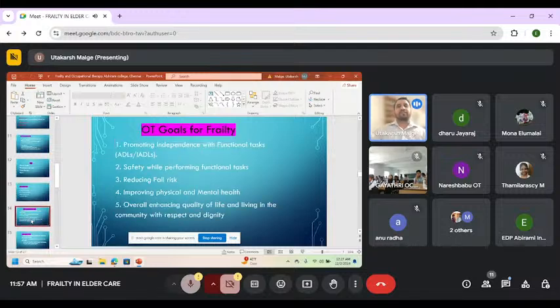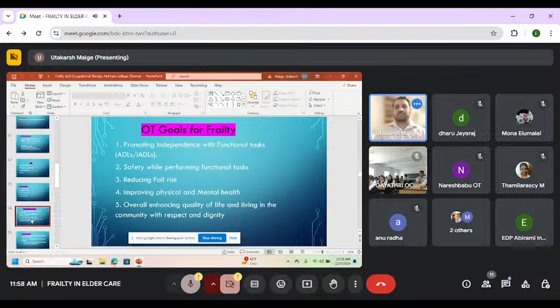Now, OT goals for frailty: promoting independence with functional tasks, all their ADLs and IADLs. Safety with performing functional tasks. Safety is one of the key issues working with patients. Safety is always the priority, because frail patients are at high risk for falling. When a person falls, it leads to fracture, and then again hospitalization and rehospitalization. And whenever a person goes to the hospital, their ability to perform any simple task declines; 1 day of hospitalization is equivalent to 6 to 7 days of rehabilitation. So you see how safety is very important with our patients.